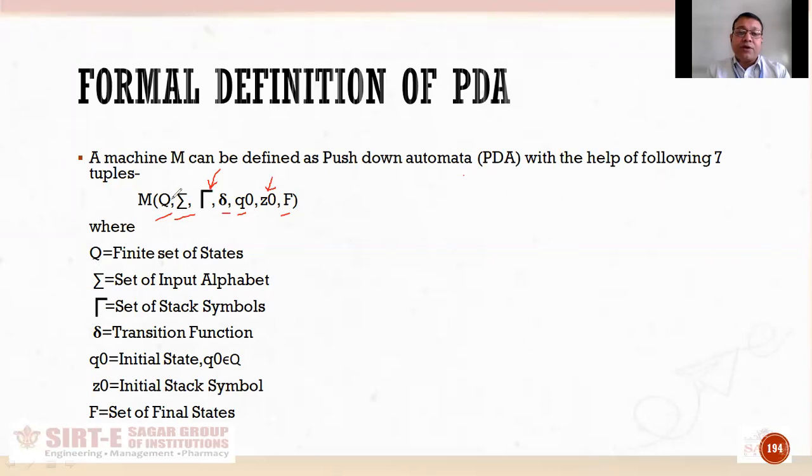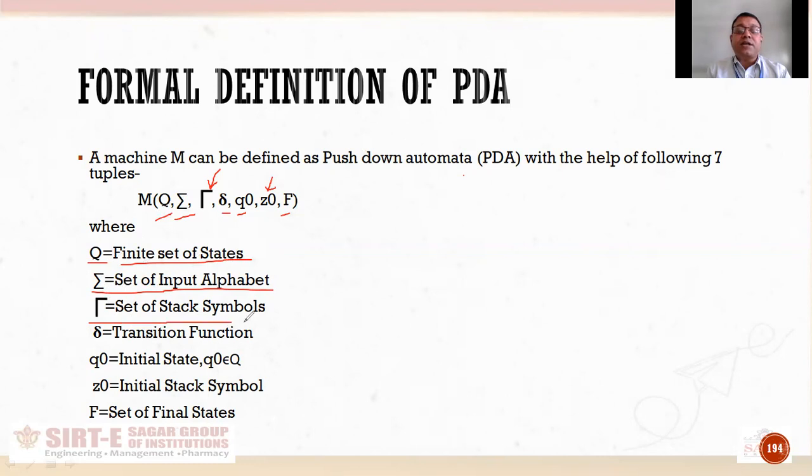First of all, I will talk about Q. Q is the finite set of states. So every machine has some states, we studied in finite state machine. यहाँ पर भी कुछ states हैं. So we'll symbolize it with capital Q. Sigma is the set of input alphabet. Whatever input alphabet we are using in our machine will be symbolized by set sigma.